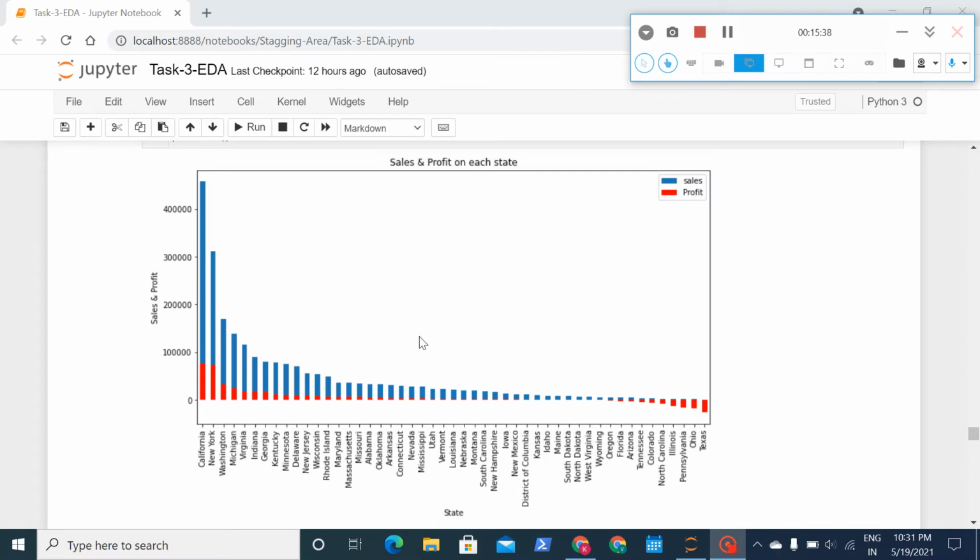Here I have plotted all the states, and we can see that California stands at the top of the plot, while Texas is at the bottom of the plot. Texas, Ohio, Pennsylvania, Illinois, North Carolina, and Colorado have negative profit. That is, we are facing heavy losses in these states. So concern over these states to improve sales and also profit is needed.